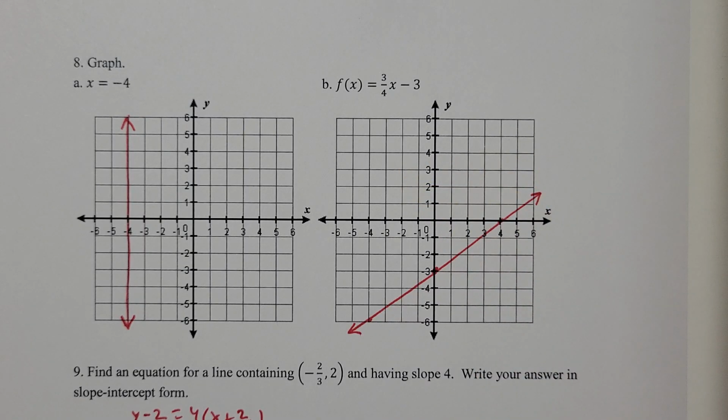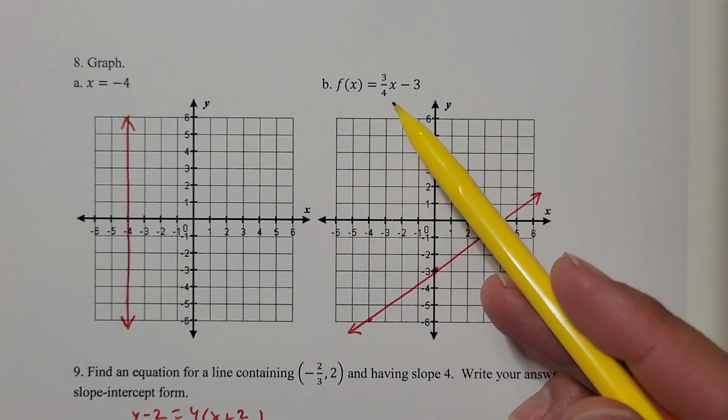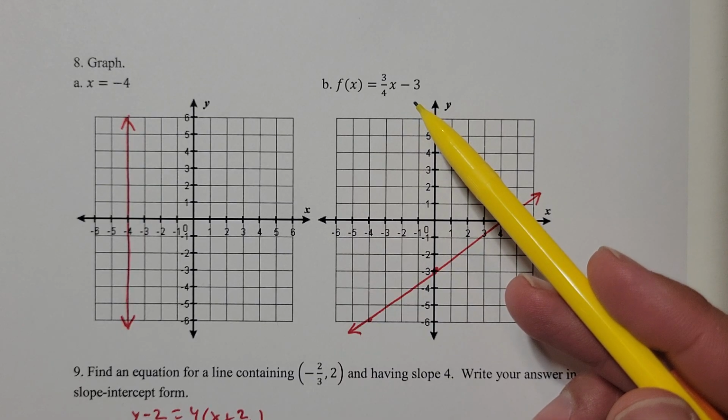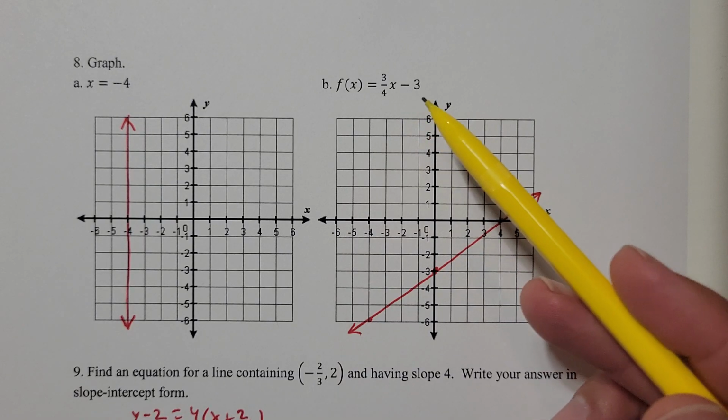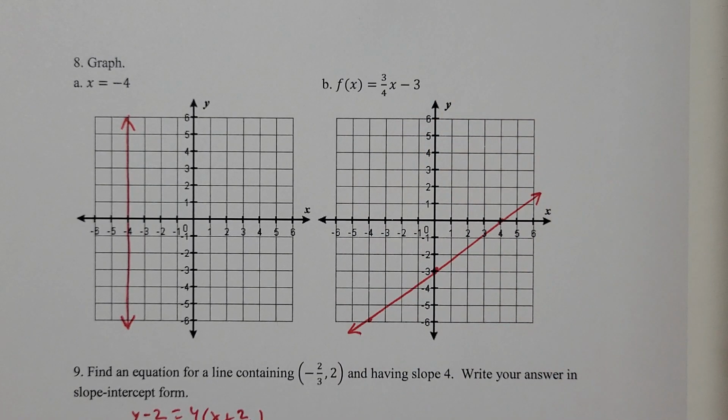In part B, we have the line f of x equals 3/4 x minus 3. Y and f of x are the same thing. All right, so I've really got y equals 3/4 x minus 3. And the slope of this line is 3/4. The y-intercept is at -3. So I'll start at the point (0, -3), and then work off the slope.